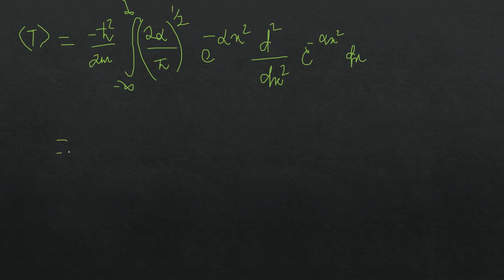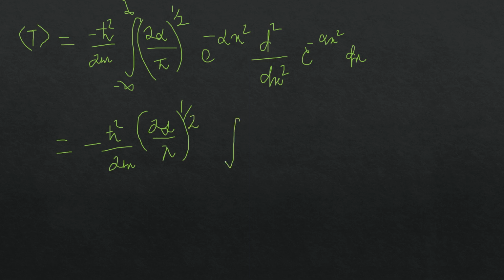Next we'll take this normalization constant out. So this is minus h cut square by 2m, 2 alpha by pi to the power 1 by 2, integration from minus infinity to infinity of e to the power minus alpha x square, d square by dx square of e to the power minus alpha x square, dx. First we'll take one derivative.